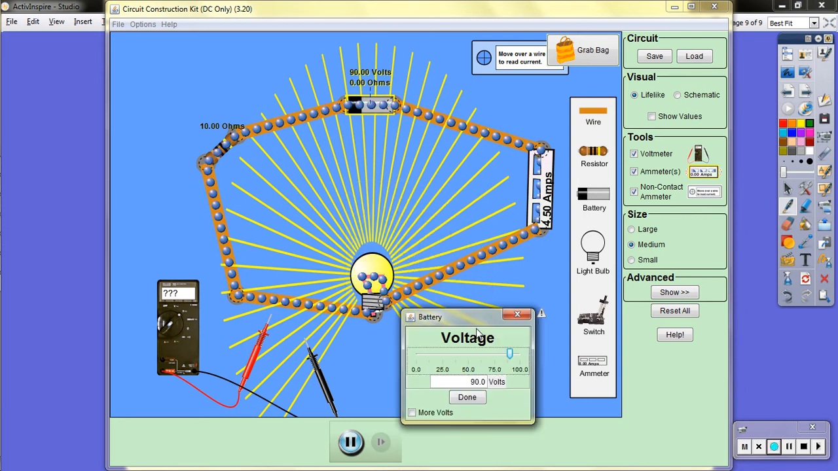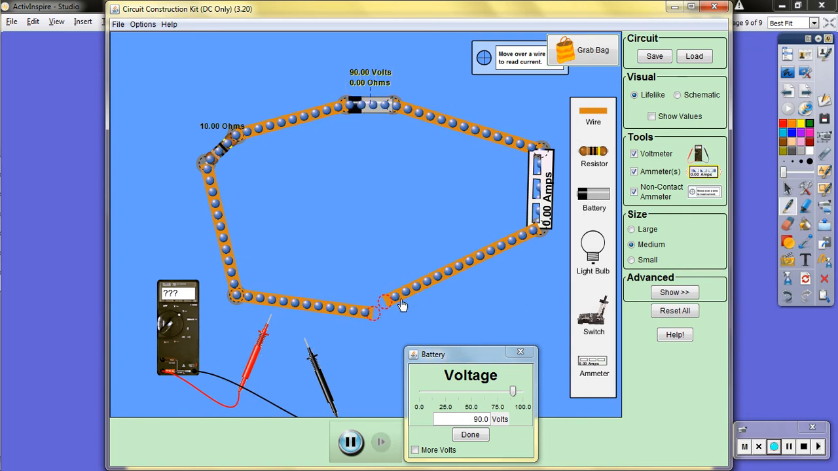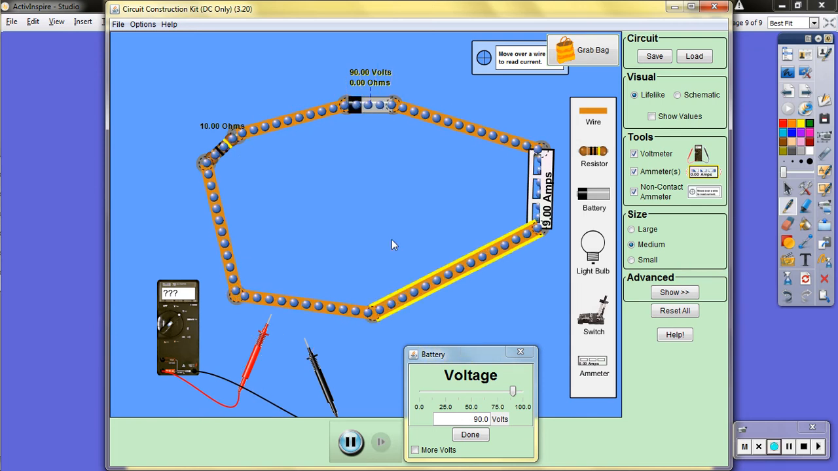And what I'm going to do is take out the light bulb, I'm just going to connect it up normal. So if you look, you'll see that my resistor is 10 ohms, my battery is 90 volts, and my current on my ammeter says 9 amps. And those numbers kind of all go together. When I times this by this, I get that.